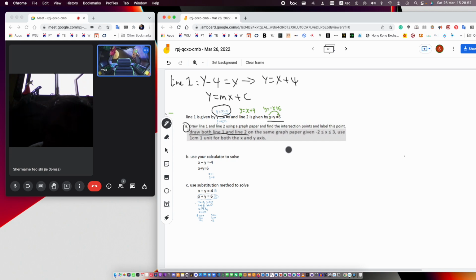So what have you done? You did line 1, but line 1 is wrong. Why is line 1 wrong? Because y equals to x plus 4, for that one I got the wrong answer. That wasn't supposed to be the answer.